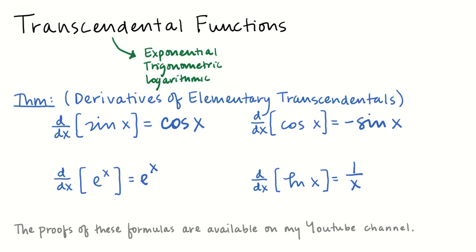But for now, I need you to know that the derivative of sine is cosine, the derivative of cosine is negative sine, the derivative of e to the x is e to the x, and the derivative of natural log of x is 1 over x. Those are formulas that we just have to know in this class.